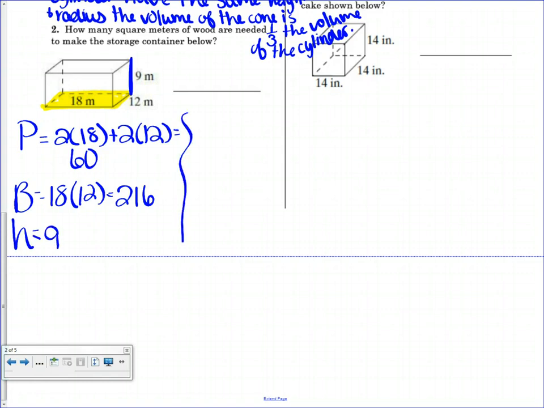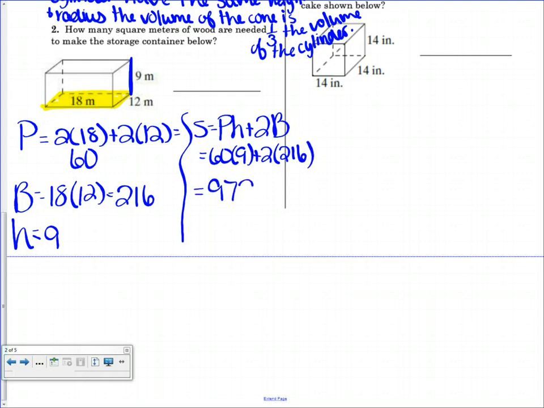So now that I know those, I plug them into my surface area formula, pH plus 2B, which is 60 times 9 plus 2 times 216. You multiply that together, you get 972. So your answer is 972 meters squared.